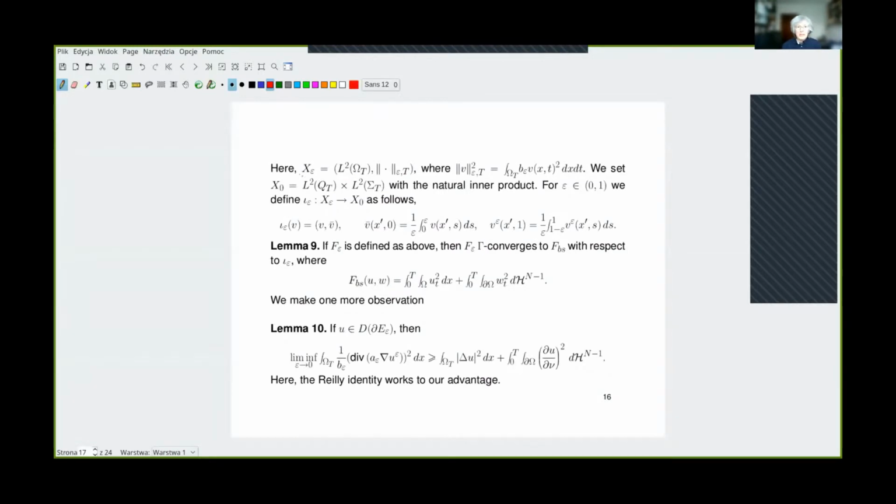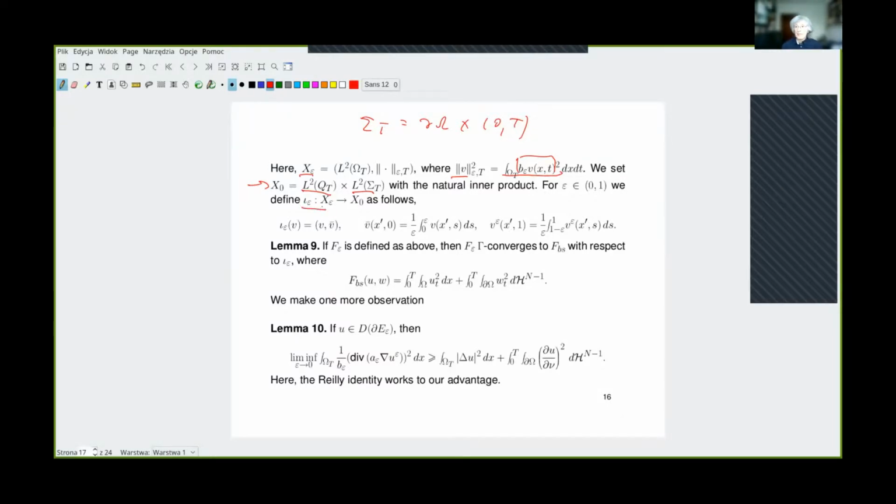Here we pick up X epsilon, which is L2 over the space cylinder, with the norm, which is a weighted norm. Okay, we have integration in time and space, but we are using the same weight function. And the limiting space X naught is the usual L2 over the space-time interval cross L2 over the boundary. Let me recall that Sigma T is the boundary of omega times the time interval with the natural product. Okay? And so you see this is a bigger space than the space we did initially.